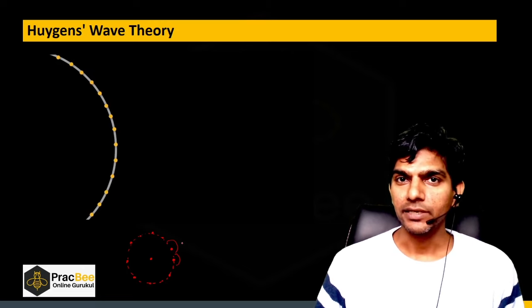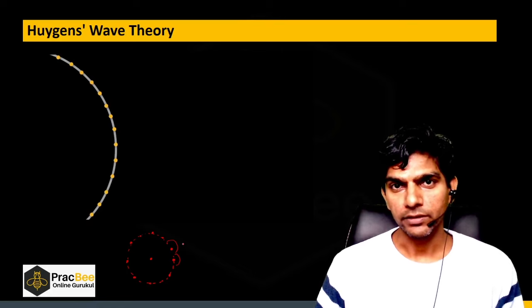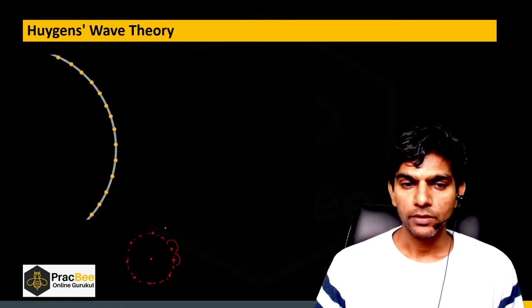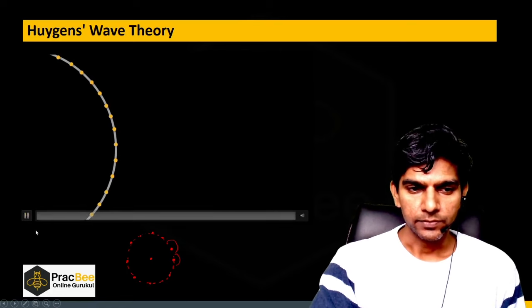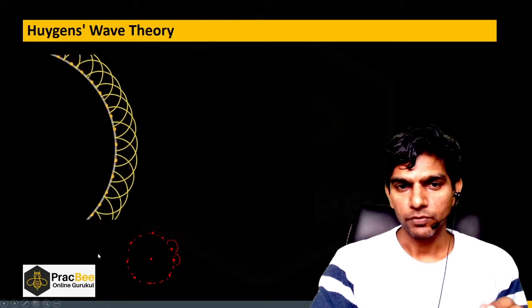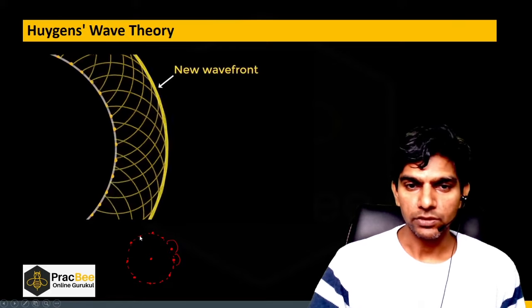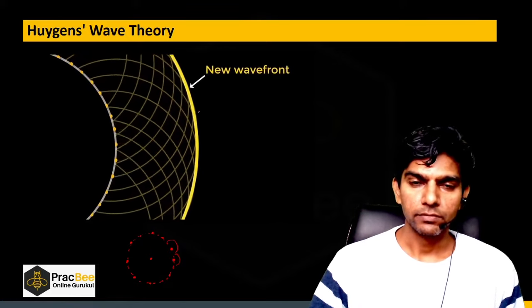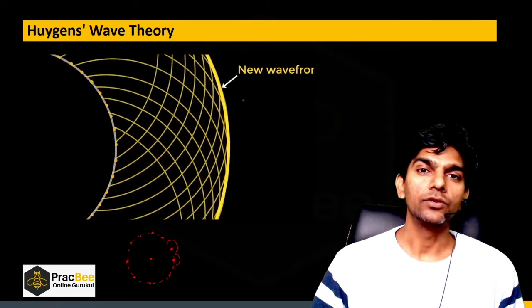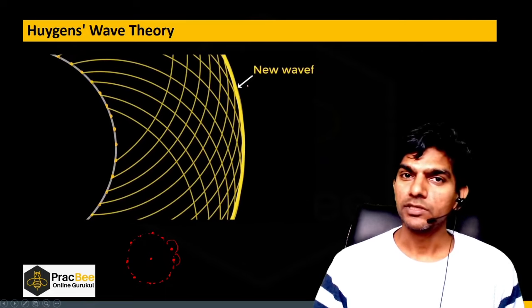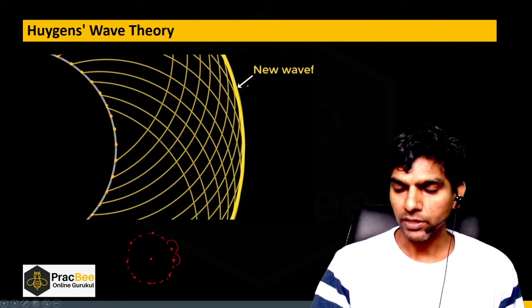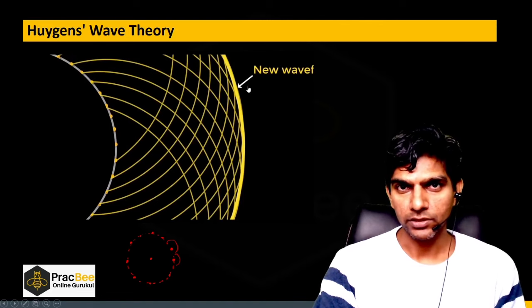Now let us understand the propagation of energy in the form of wavefronts with an animation. So let us see. So we have a wavefront. Now these are the secondary wavelets which are being generated, and the common tangent to these secondary wavelets gives us the new position of the wavefront. So this is all about Huygens wave theory. Now let us see the key points. Whatever I have mentioned here, let us see that in writing.